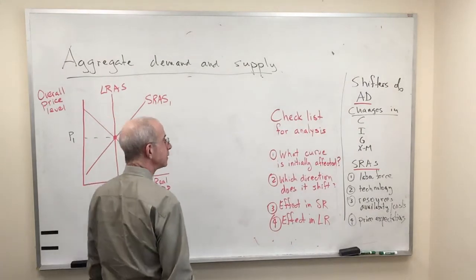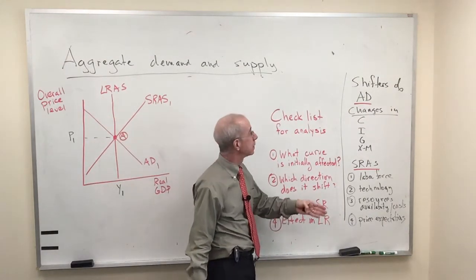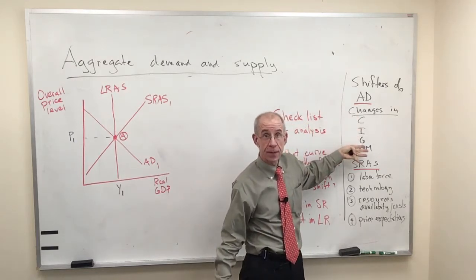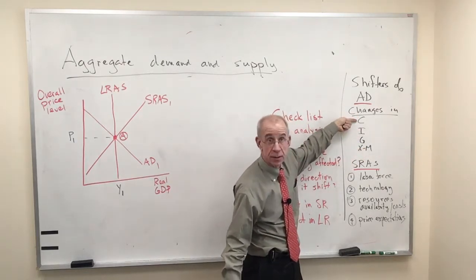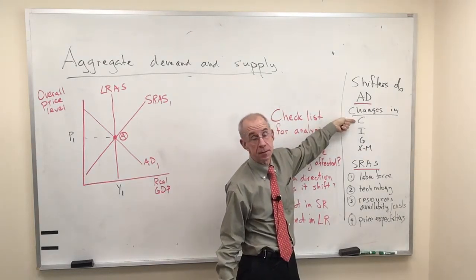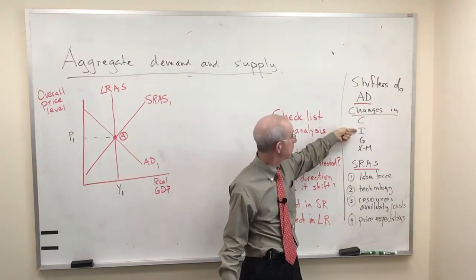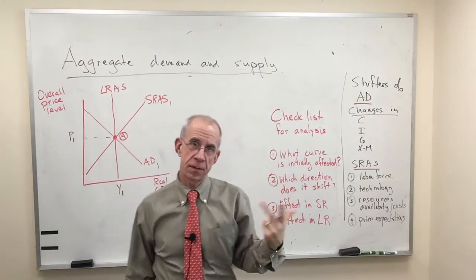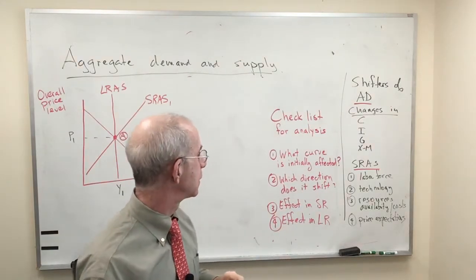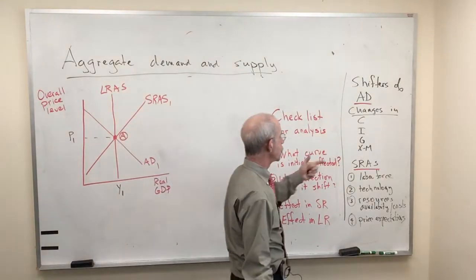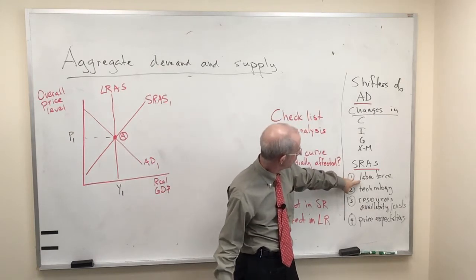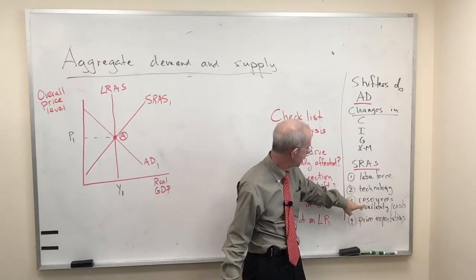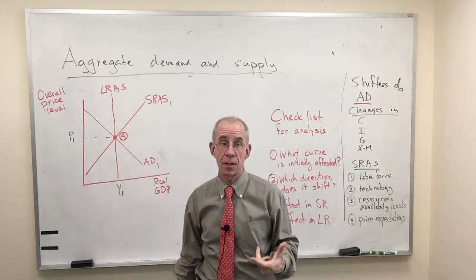Now, in order to do that, a couple of things to keep in mind. We talked about aspects that would shift the aggregate demand curve: a change in consumption, say consumer sentiment, business sentiment through investment, government spending, exports minus imports, the net exports, which we're not going to focus on as much. Short-run aggregate supply will be affected by changes in the labor force, changes in technology, resource availability or costs, and also price expectations.